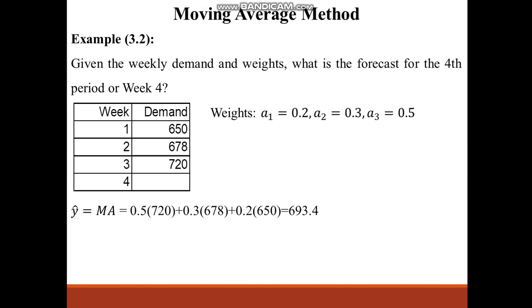This is our objective. Example: given weekly demand and weights, what is the forecast for the first period, week 4? This table is given, and these weights are given also. We will multiply the week 1 demand by its weight, which is 0.2, and so on. We should notice that the summation of all weights is equal to 1.